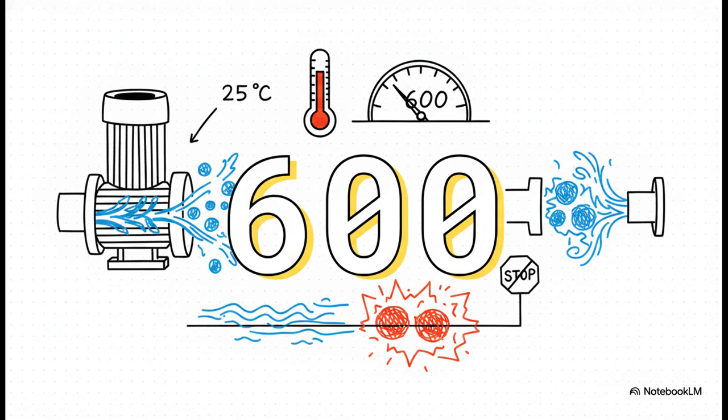At 25 degrees Celsius, the absolute maximum limit before the pump starts destroying itself is exactly 600 gallons per minute. If you push that system to 601 gallons per minute, the increased velocity creates too much friction, the pressure at the inlet drops below the water's vapor pressure, and those destructive boiling bubbles immediately begin to form. 600 is our hard, undeniable speed limit.